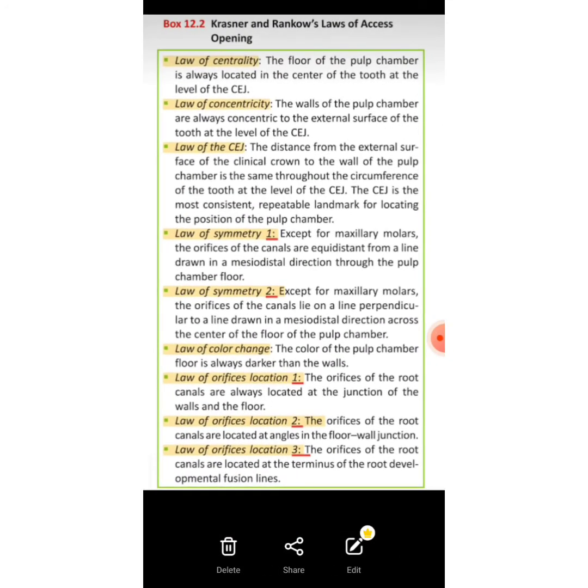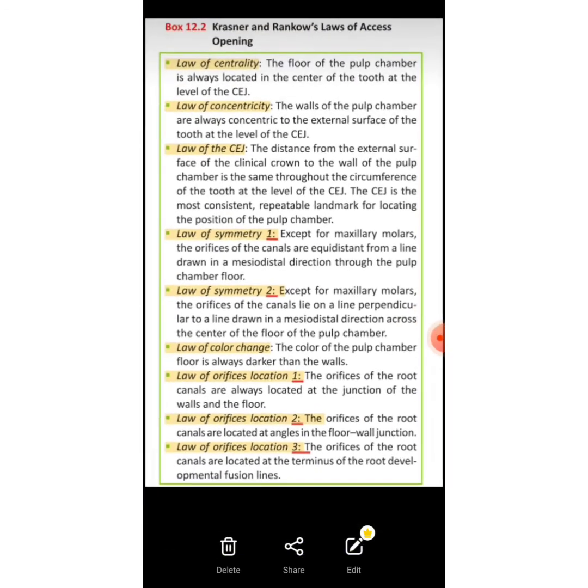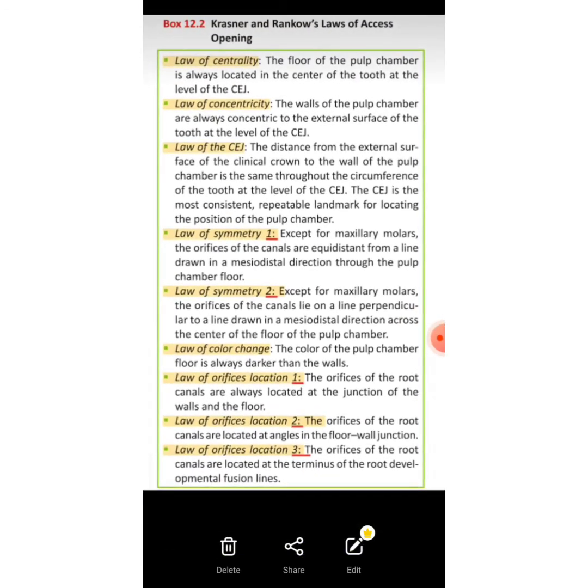Law of Orifice Location 1, Law of Orifice Location 2 and Law of Orifice Location 3. Law of Orifice Location 1 states that the orifices of the root canals are always located at the junction of the wall and the floor. So, the orifices are not located at the wall or the floor but at the junction of wall and floor.